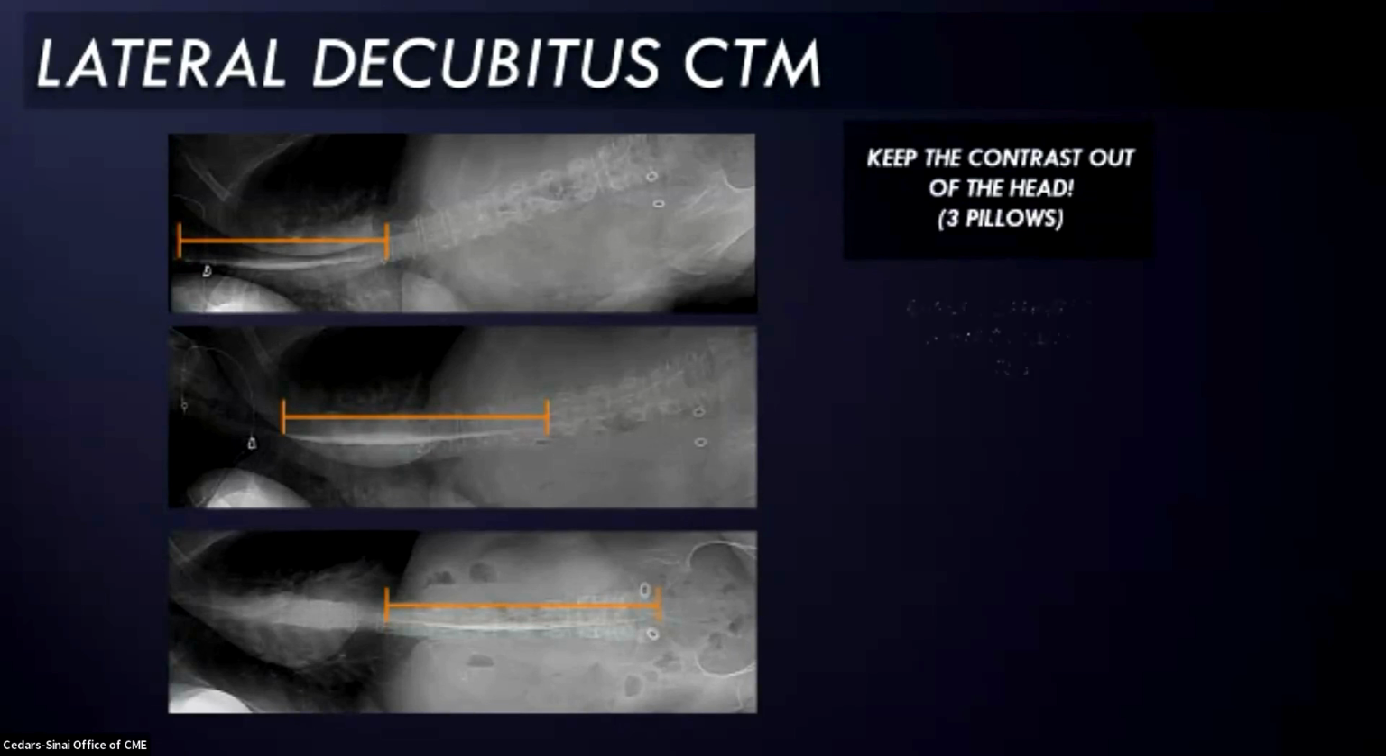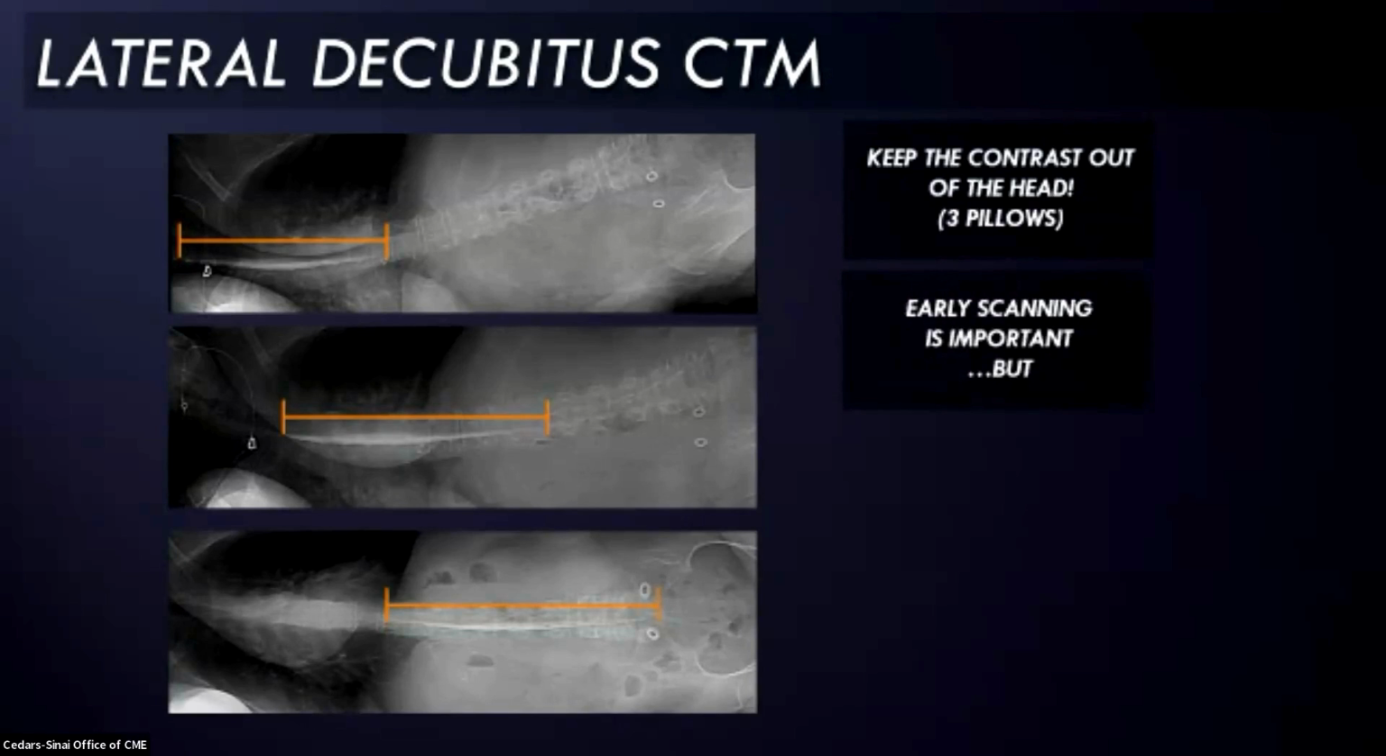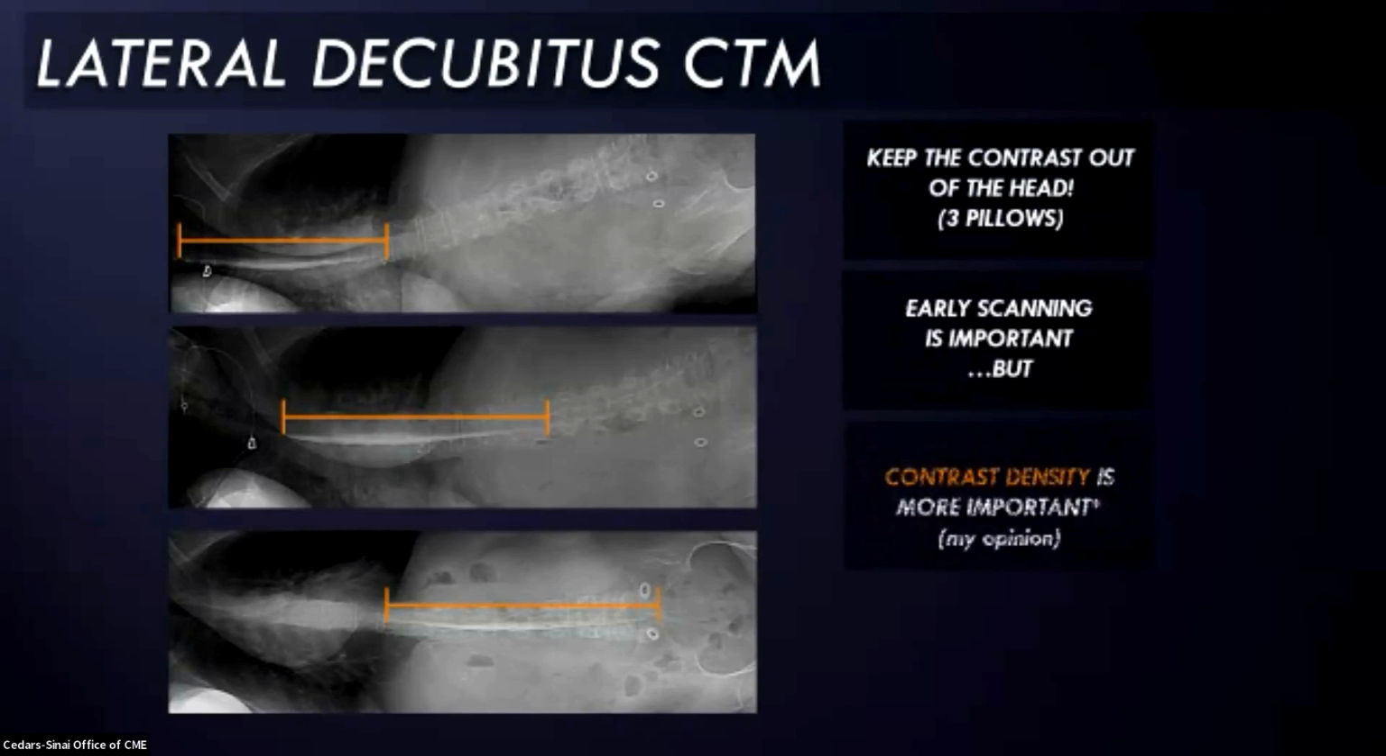I use 3 pillows underneath the head. And early scanning, I think, is important, but at least in my opinion, contrast density is much more important. And if you can get very high contrast density, that really is superior to getting very fast images. Speed is important in DSM because you have to have the subtraction of the 2 images, right? And so the patient has to be still during that period of time. And there's a limit to the amount of time that the patient can be still. They have to hold their breath.